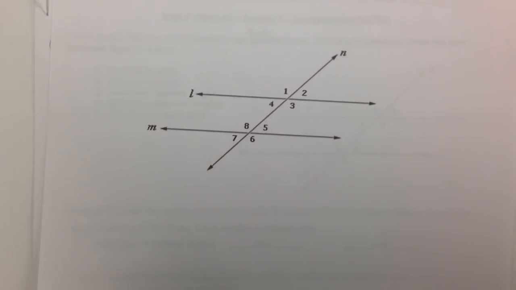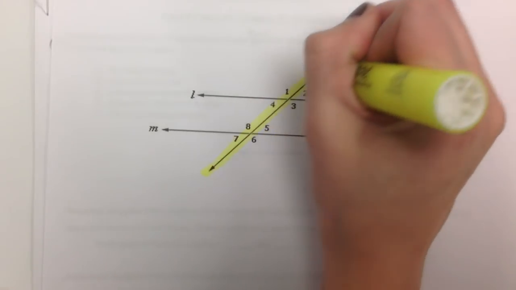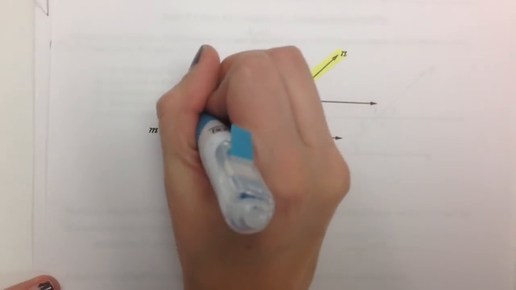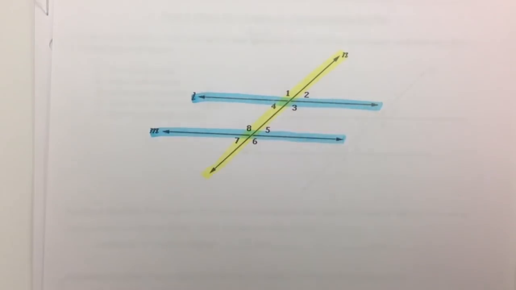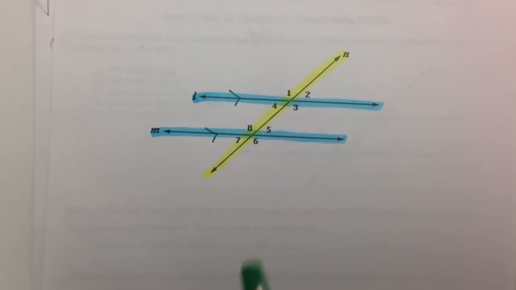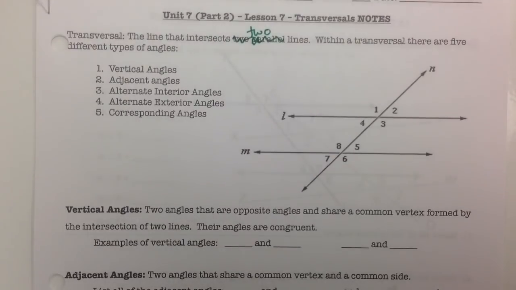So if we did have an example like this, where line M here is our transversal, lines L and M are parallel. And I could kind of note that on here and say that these are parallel to each other. When a transversal cuts through parallel lines, well, it creates some congruent angles within here that I'm going to talk about right now. And they're only congruent if it is parallel.